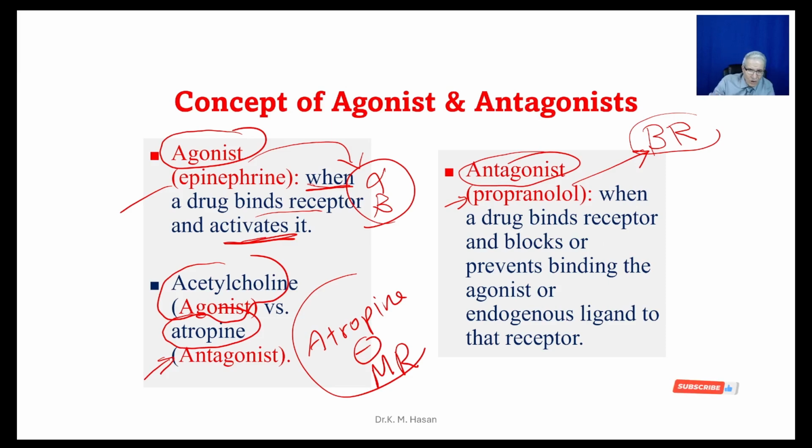We can go into more detail: we have partial agonists, then we have full agonists. We can discuss partial agonists and partial antagonists in more detail in a separate slide or separate lecture.